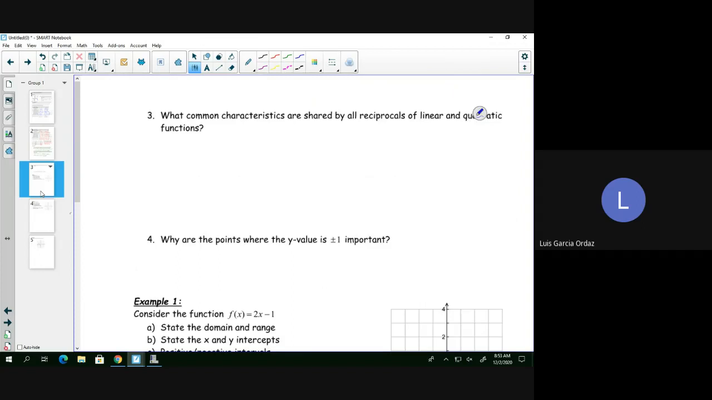Okay, so what common characteristics are shared by the reciprocals and the quadratic or parent functions? Looking at the charts, what are some characteristics that are shared by the reciprocal and its parent or quadratic function? We already discussed some of them with the last two questions that we answered. So the first one is the zeros are the asymptotes.